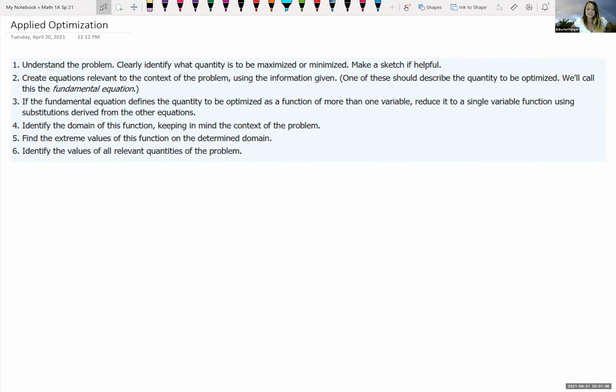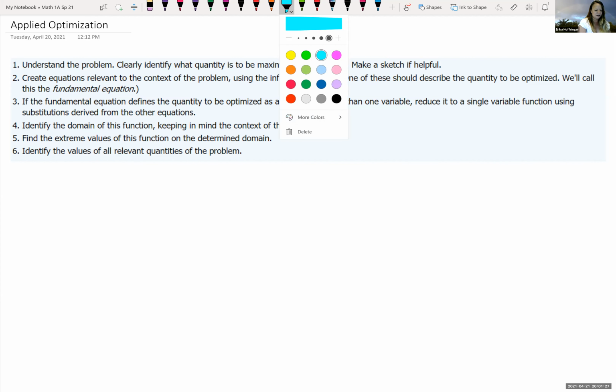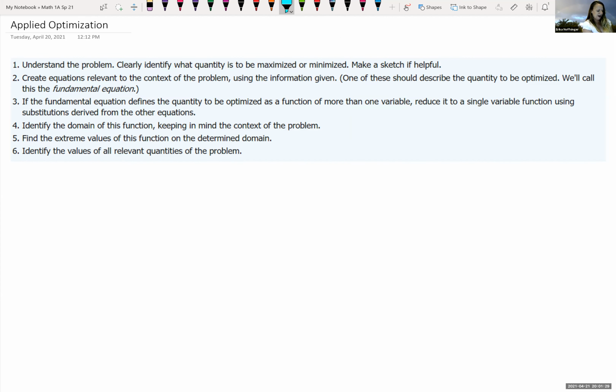So we've looked at finding absolute max, absolute mins, local max, local mins. Now we're looking at applying these to some problems, and we're looking at applied optimization problems. So let's just go through the steps on how to solve these. First thing you want to do, and always want to do, is understand what they're asking us.